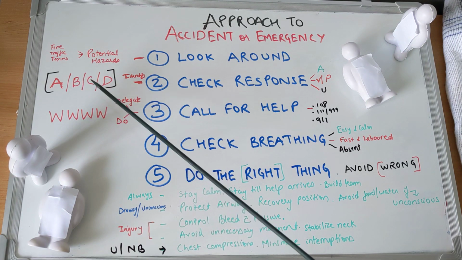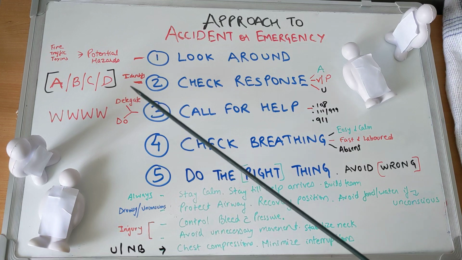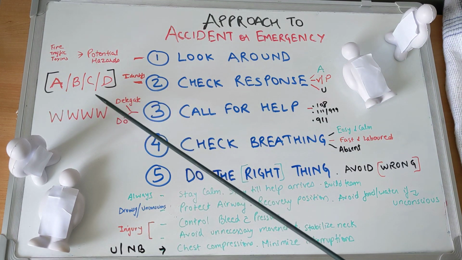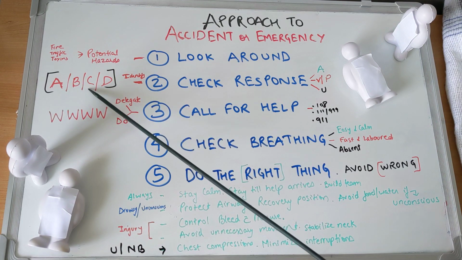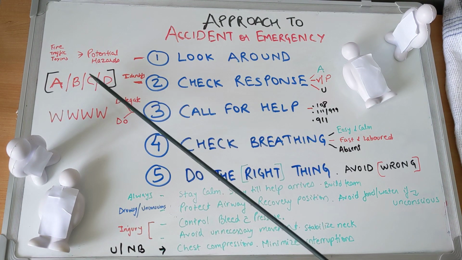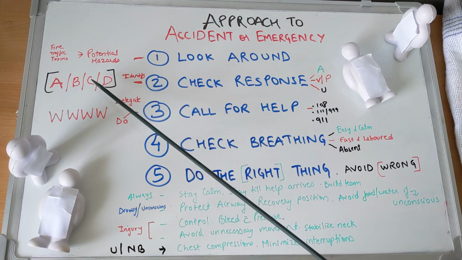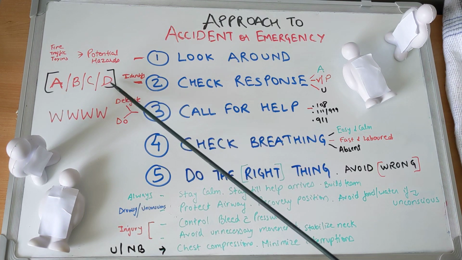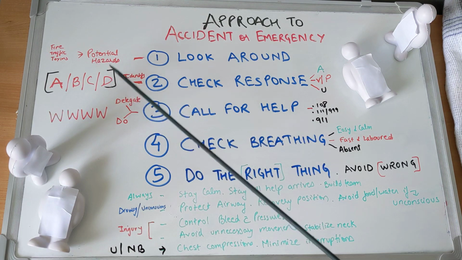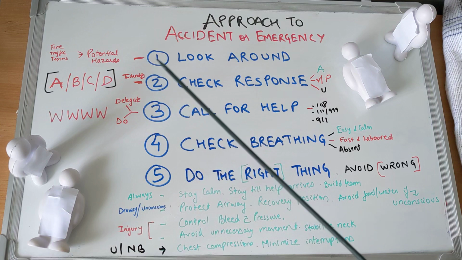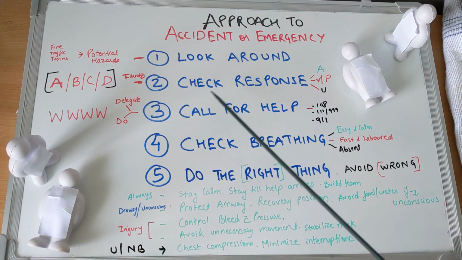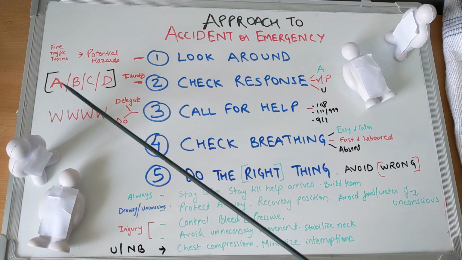Their lungs, their breathing, is working fine. That is why they are able to complete a sentence in one go. Their brain is getting enough circulation, which means the heart is able to pump blood to the brain. And D means disability, meaning the brain is also working okay at that point. So checking response tells us whether it is an emergency or not, and that is how you identify it.